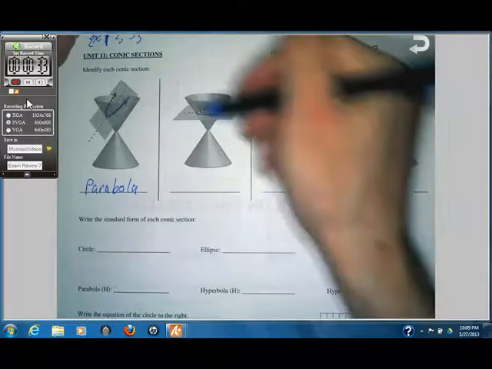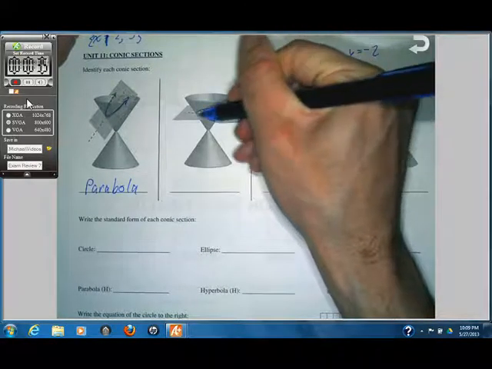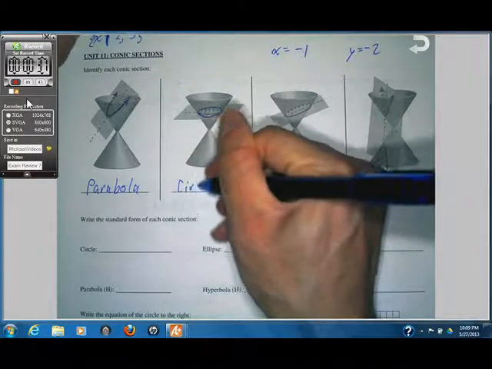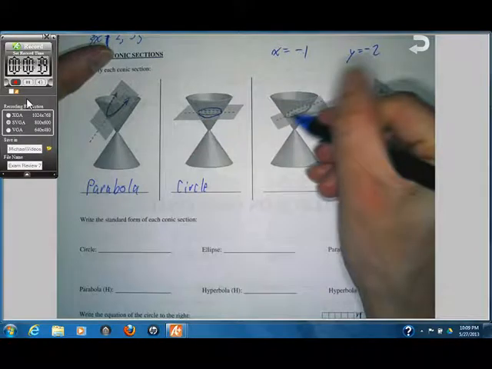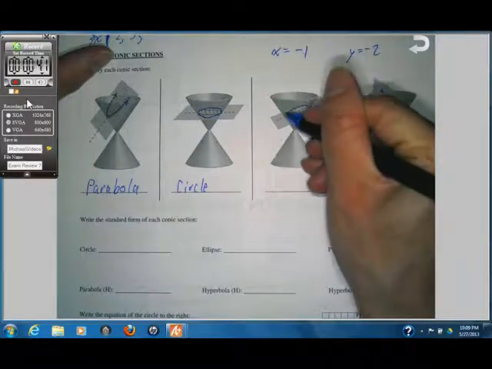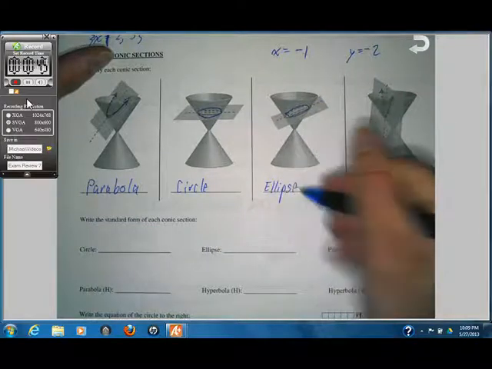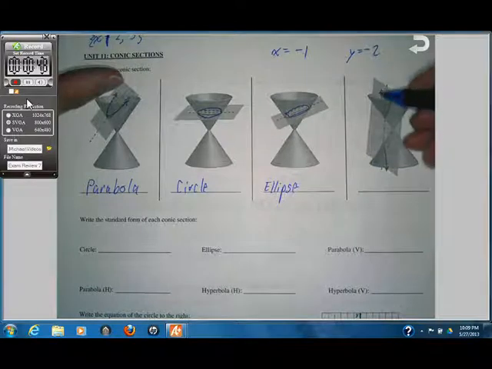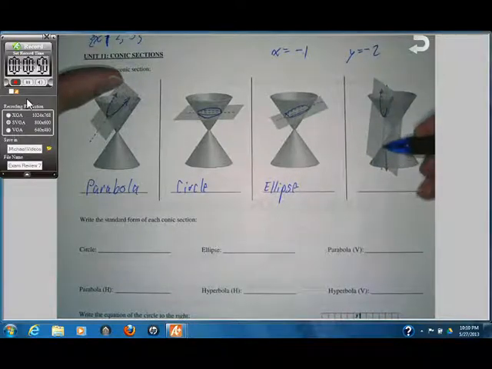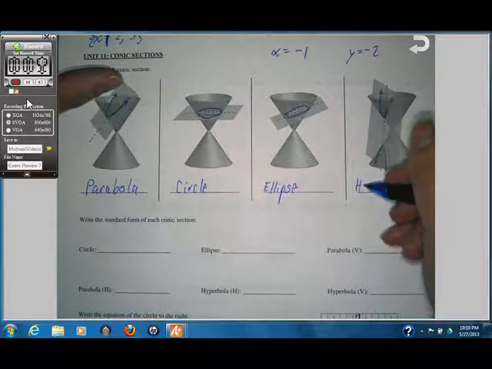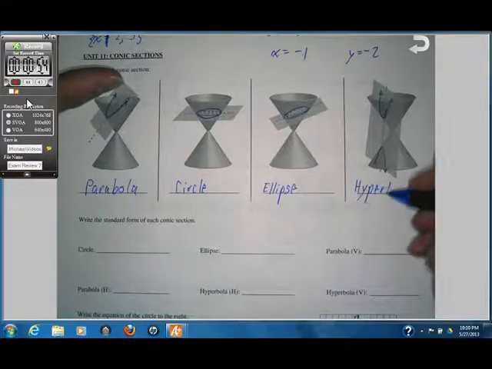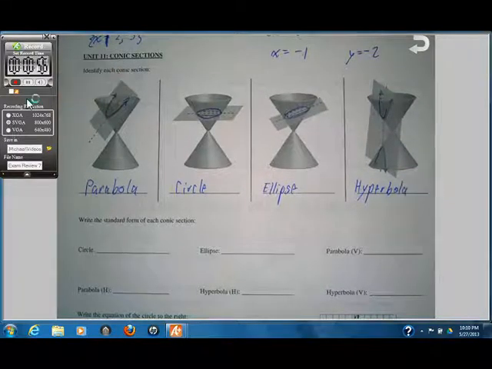This is a circle because it is parallel to the base. This makes a little oval shape, which is an ellipse. And then this makes the hyperbola. An easy way to remember is that a parabola only has one curve, and a hyperbola has two curves. Standard form of each.